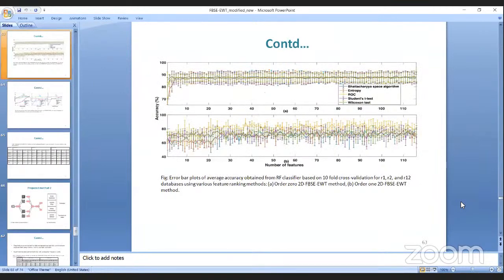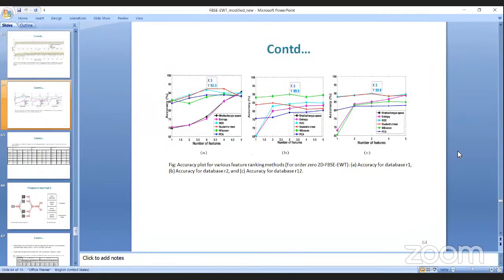Here you can see the error bar plots of the average accuracy. Since the random forest classifier gave better performance, we have shown only the random forest classifier. This is the average accuracy corresponding to the Bhattacharya space algorithm, entropy, ROC, student t-test, and Wilcoxon test, and you can see the comparison. The first one corresponds to the order 0 two-dimensional FBSE method, and the second one to the order 1 two-dimensional FBSE method. Then here we can see the accuracy plot of various feature ranking methods.